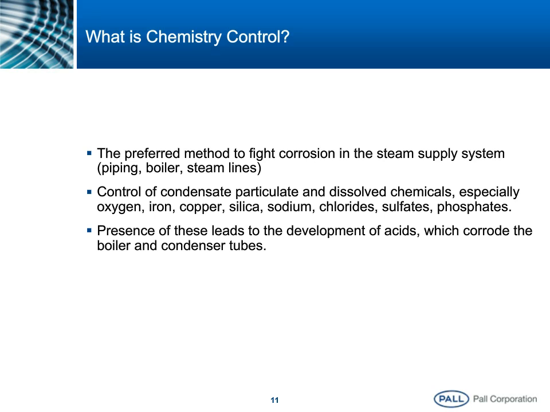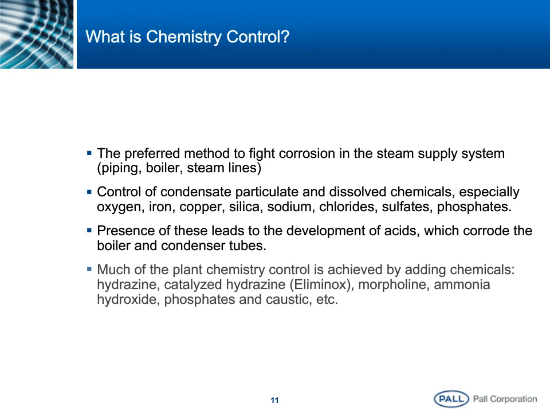Much of the plant chemistry control is achieved by adding chemicals. So here you have a few examples, hydrazine being a typical all-volatile treatment solution, all the way to phosphate, which is probably the most common method to control the environment and the feed water.